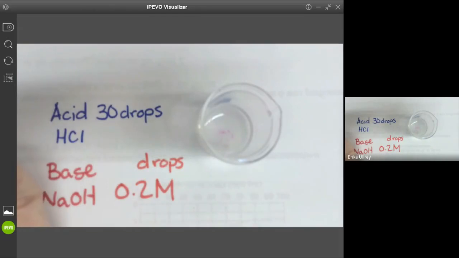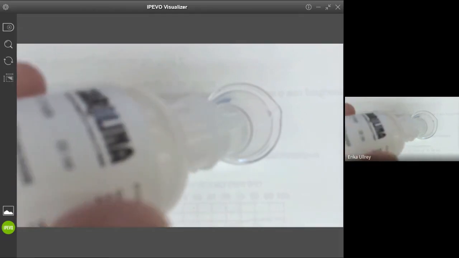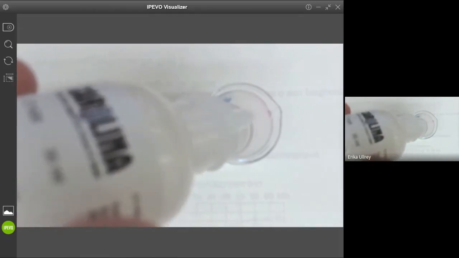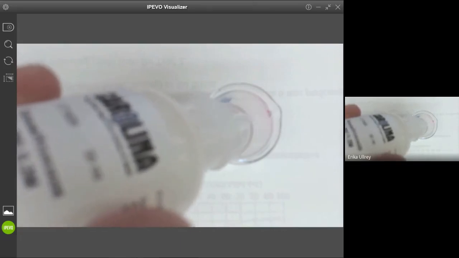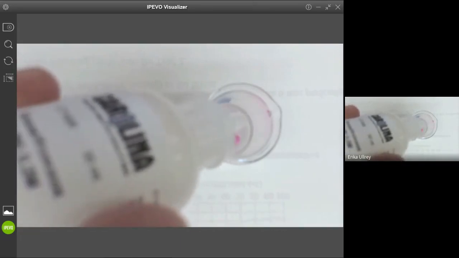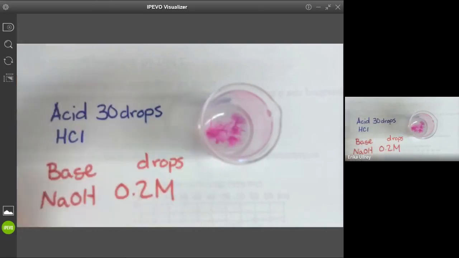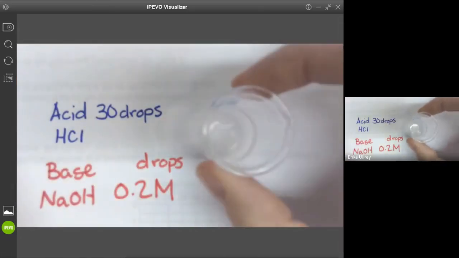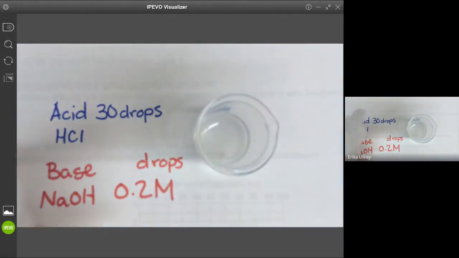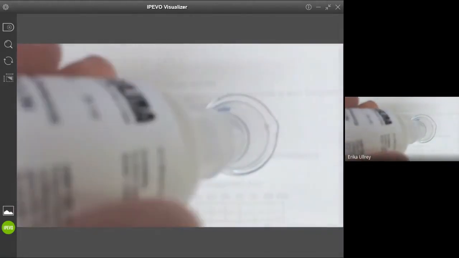And do you guys see that it flashed pink for just a quick second? 2 drops. 3 drops. 4 drops. 5 drops. I'm going to give it a little stir. You see when I stir, it goes away. So we were at 5, right?